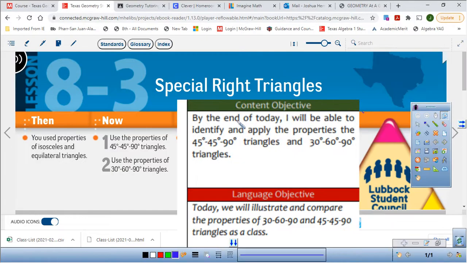By the end of the period, you'll be able to identify and apply the properties of the 45-45-90-degree triangles and the 30-60-90 triangles. You'll be able to illustrate and compare the properties of 30-60-90 and 45-45-90 triangles as a class.